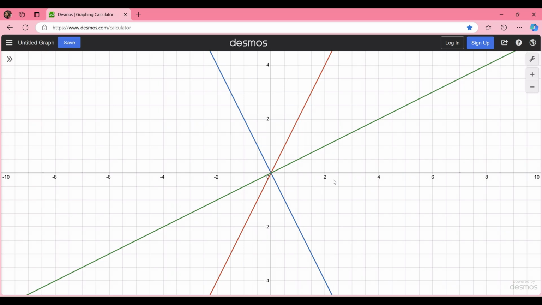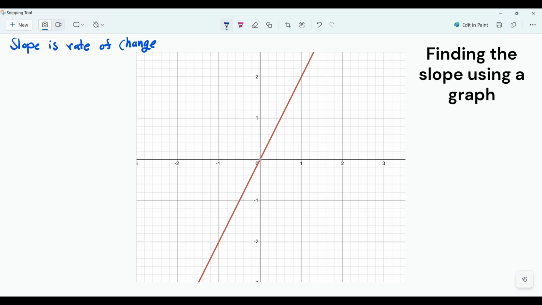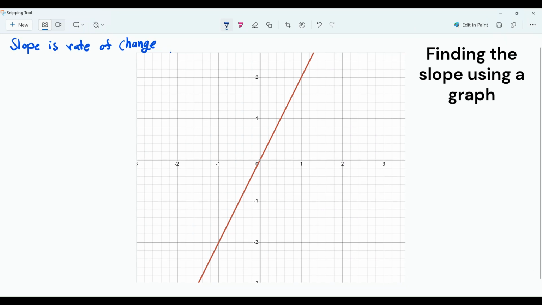If I ask you what's the difference between the green, red, and the blue line, you would tell me it's their tilt. That means the first thing that defines an equation is the tilt, in another word, the slope. Slope is the rate of change, meaning for every step I'm going up, how many steps am I going forward?